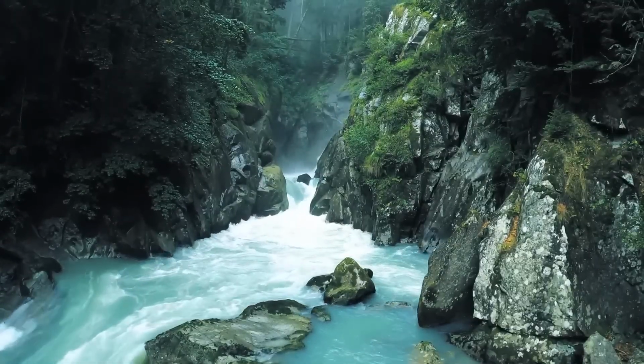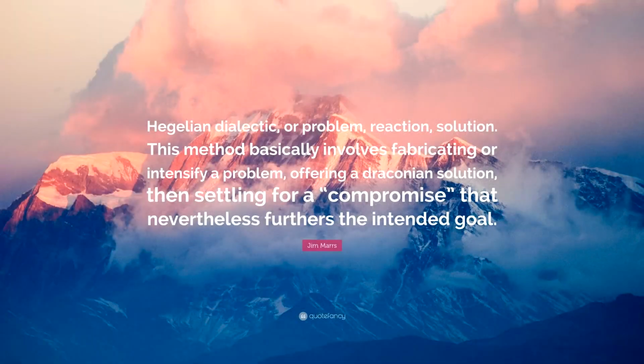First, a problem is created and designed to elicit a certain reaction out of the public. Then, the people demand something be done about the problem, and willingly accept the pre-planned New World Order solution, a solution that always involves actions or legislation that never would have passed under normal circumstances.